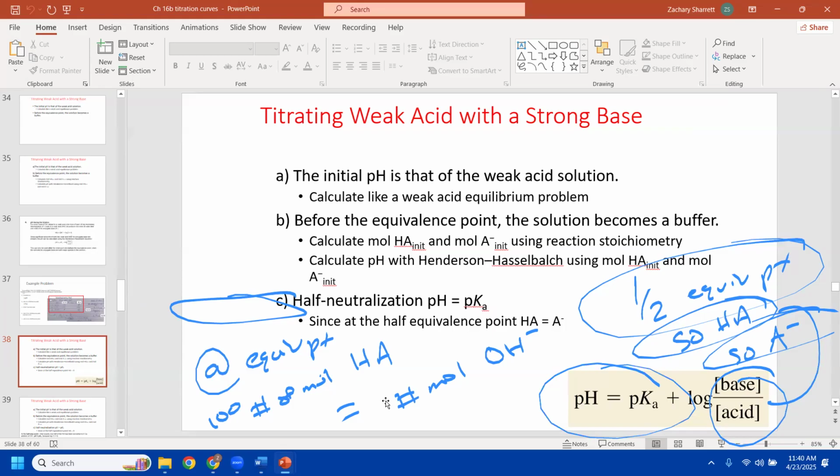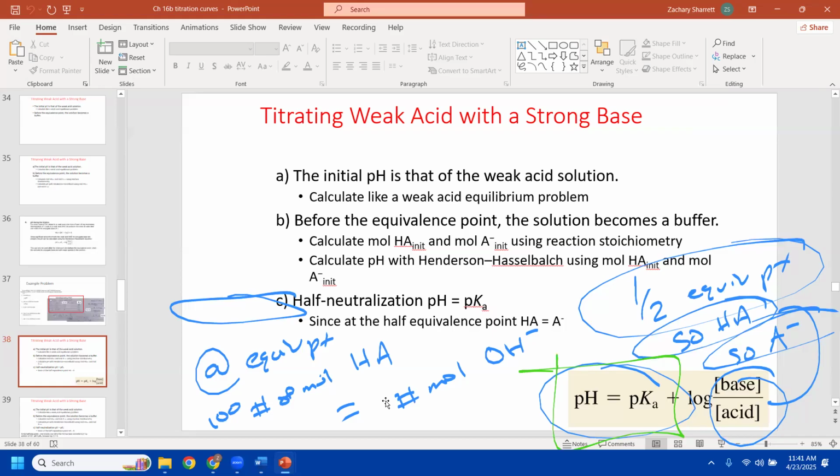So those of us who like to make flashcards, what can we always say at the half equivalence point? Let me color code what I want you to know. What happens at the half equivalence point? Everybody hear that? The pH at the half equivalence point of a weak acid strong base titration will always equal the pKa of that weak acid.